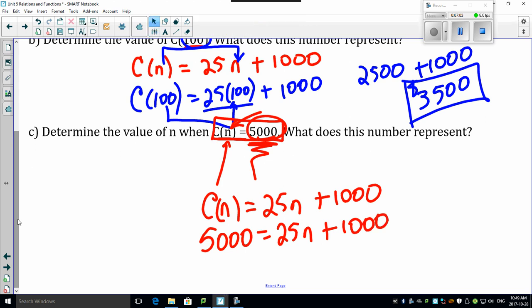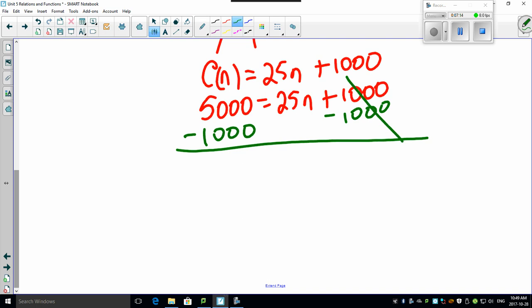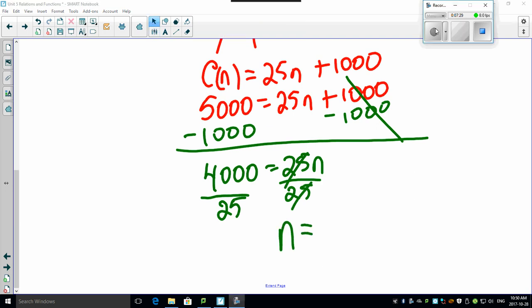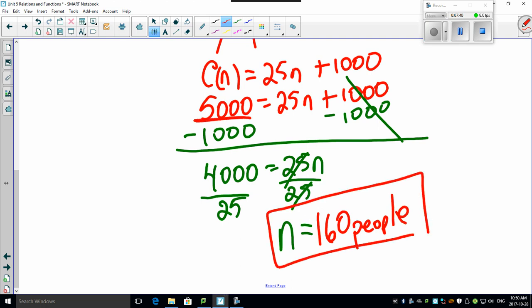Okay, perfect. Solve it. Subtract 1,000 from both sides. That cancels here, right? This gives you 4,000 equals 25n. Now, all you have to do is divide by 25. And if you divide by 25, that cancels, leaving you n equaling, quick calculation in my head, 160 people. So you had 160 people attend this banquet, and it ended up costing you $5,000. That's how these questions work.